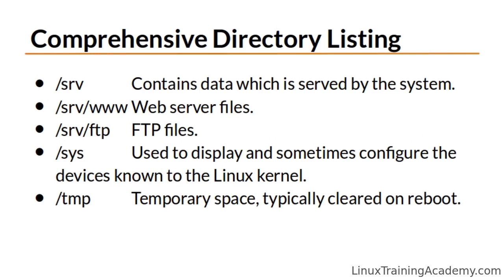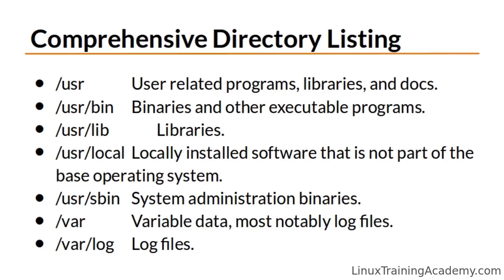Some Linux operating systems use /srv as a location to place data that is served by the Linux server. For example, web files would be in /srv/www, or if it's an FTP server, maybe the files would be located in /srv/ftp. We mentioned earlier about /usr having subdirectories: /usr/bin, /usr/lib, etc.